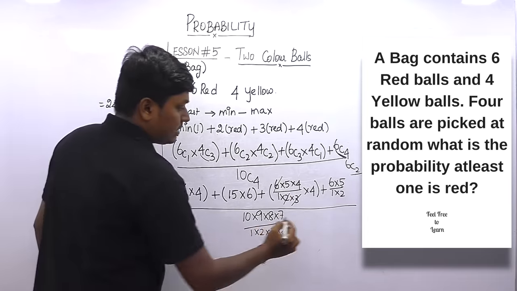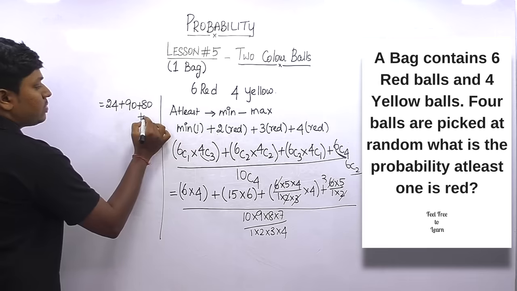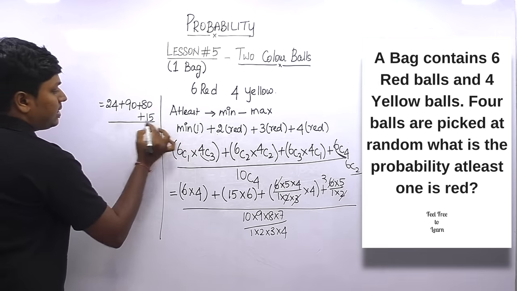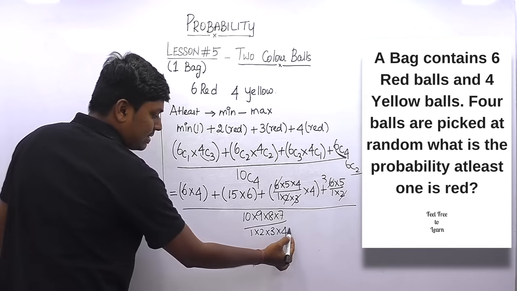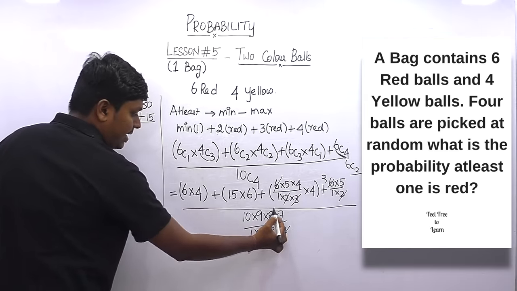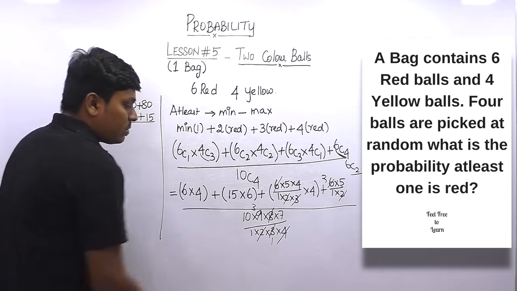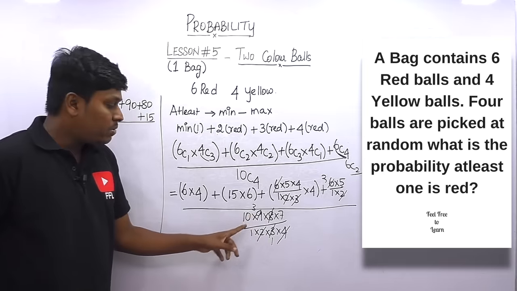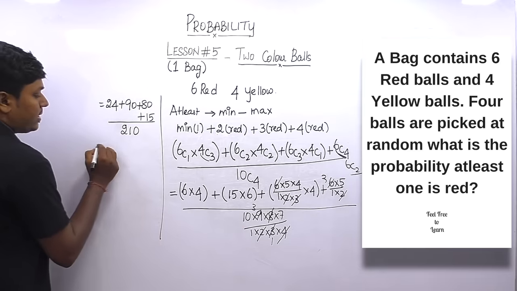Okay. So next term. So we can cancel 3 times. So 5 into 3 will be 15. So 24, 90, 80 plus 15. Divided by, and we look at the denominators. So denominator, I think we can cancel this, right? 4 2s are 8. We can directly cancel this 8. Similarly, 3 3s are 9. So we got 7 into 3, which is 21. 21 into 10 will be 210. So the denominator becomes 210.